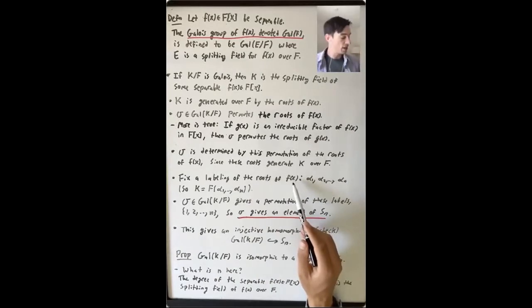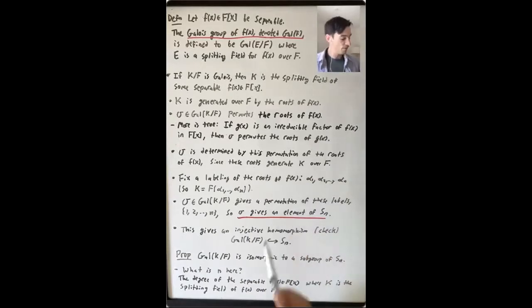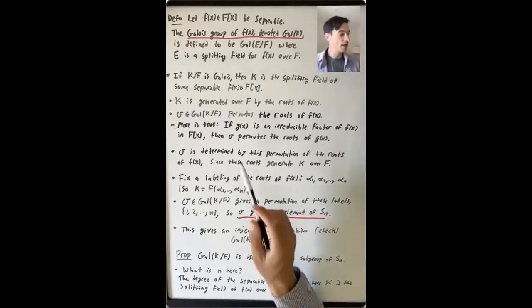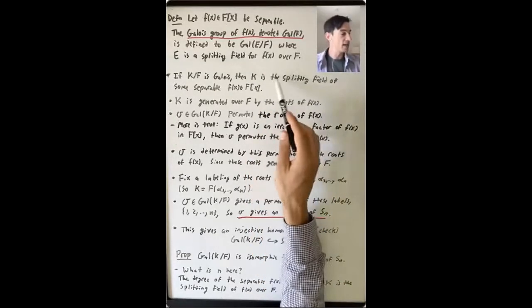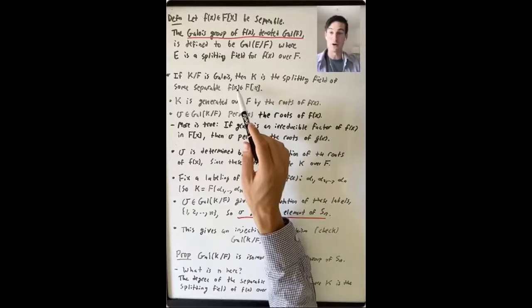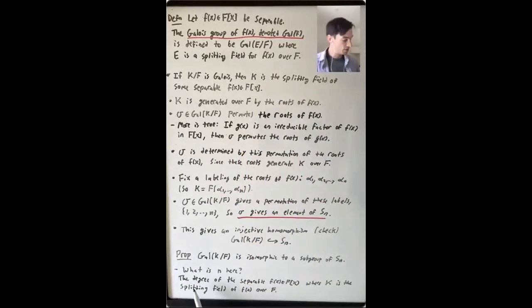And what is the relationship between K and f? We know that K is the splitting field of this polynomial f(x) in F[x]. So what is n here, where we get this subgroup of Sn? It's the degree of this separable polynomial f(x) in F[x], for which K is the splitting field of f(x) over F.